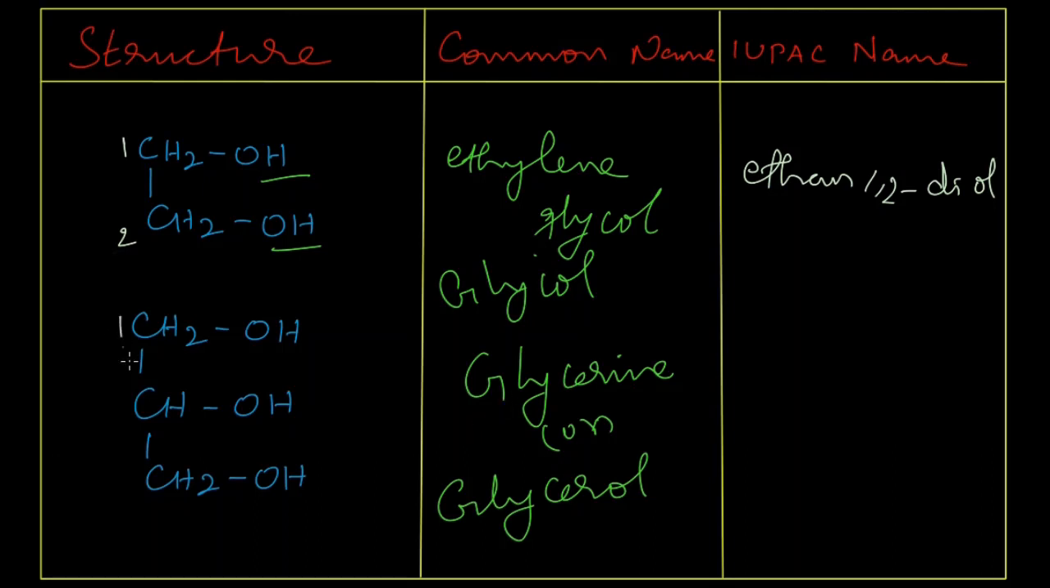Here, come on, count the carbon atoms. 1, 2, 3. So propane. To the first carbon, one OH is attached. To the second carbon, one more OH. To the third carbon, another OH is attached. How many OH groups are there? 3. So 3 in the sense we need to write tri. OH means ol. So propane-1,2,3-triol is the IUPAC name of glycerol.